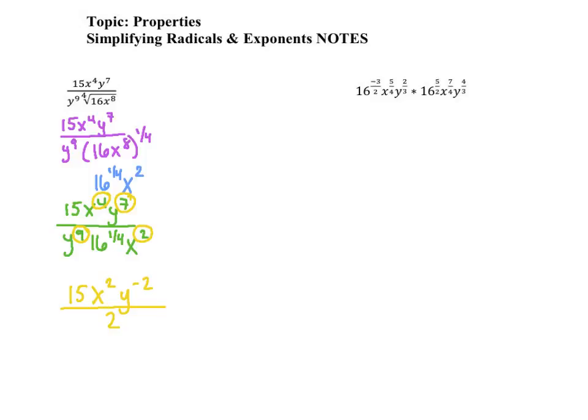Now, the last thing to look at are the negative exponents. That's going to be a negative 2, so I need to bring it to the bottom of my fraction and change it to a positive.